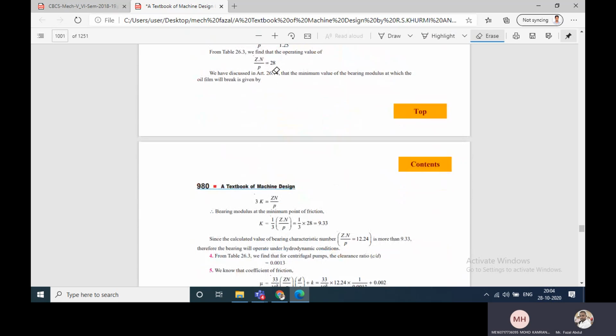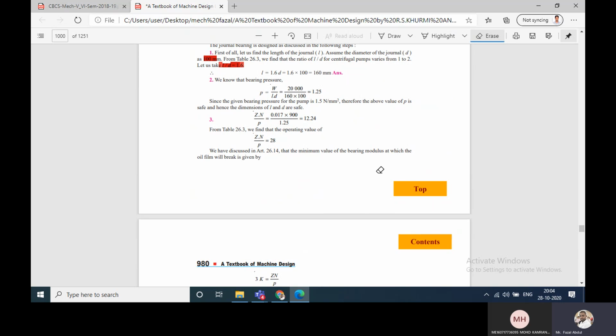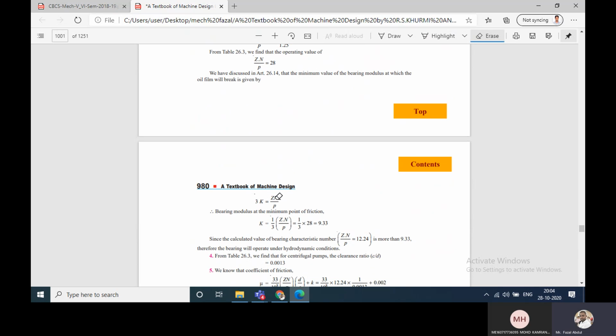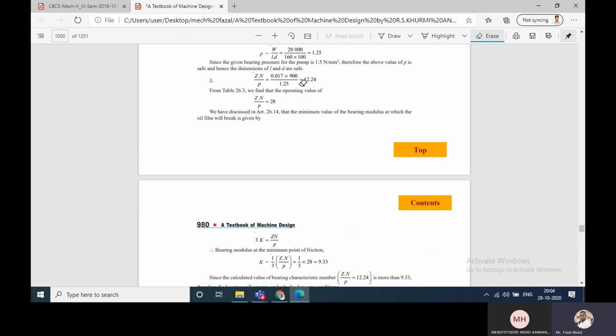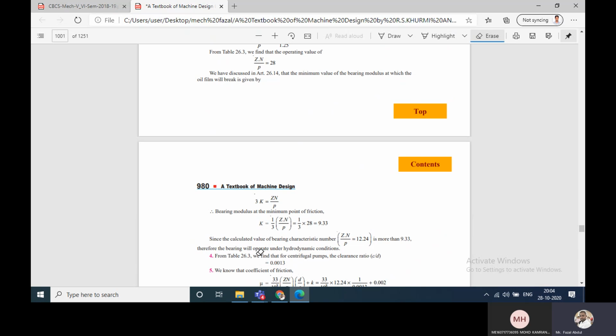The Zn by P value from the table is this much, and your calculated value is this much. Here the minimum value of bearing modulus, where the oil film may break, is Zn by P equal to at least 3 times K. We calculated the K value with the help of this equation. With the help of this 28 we calculated the K value as 9.33. Previously we calculated Zn by P as 12.24. Compare: since the calculated bearing characteristic number 12.24 is more than this value.